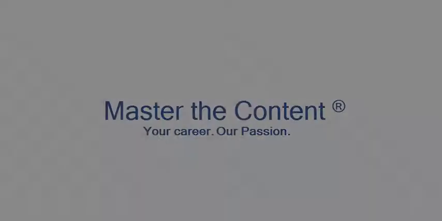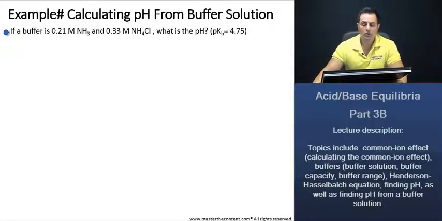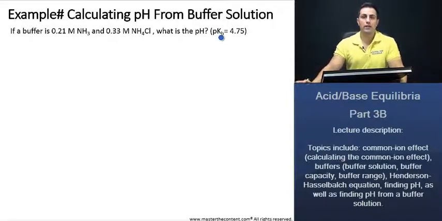Your career, our passion. If a buffer is 0.21 molar NH3 ammonia plus 0.33 molar ammonium, or NH4Cl, what is the pH? And they're giving us the pKb value. Now, two things that we want to note here. Firstly, it's already telling us that it's a buffer solution. If it's already telling us it's a buffer solution, we can use the Henderson-Hasselbalch equation to find the pH. Furthermore, we're being given pKb. So from the pKb, we'll calculate the pKa, and then we have everything that we need for the Henderson-Hasselbalch equation.